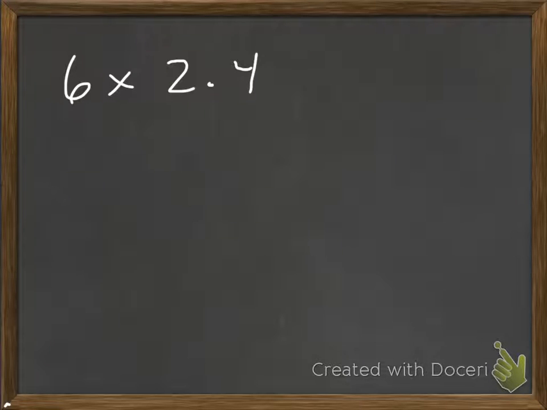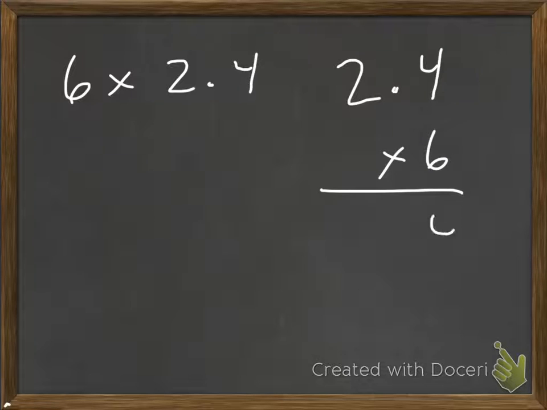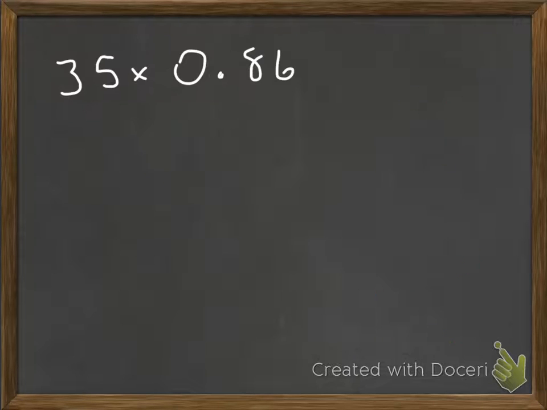Lesson 2 is pretty much the same. Numbers are a little bit larger than Lesson 1, but same concept. 2.4 times 6. 6 times 4 is 24. Carry the 2. 6 times 2 is 12. Plus 2 is 14. And you look for the decimal, only one number. So we're going to move one place to the left. So your answer is 14.4. Lesson 2, the numbers are bigger. It just takes a little bit more work, but it's the same concept.